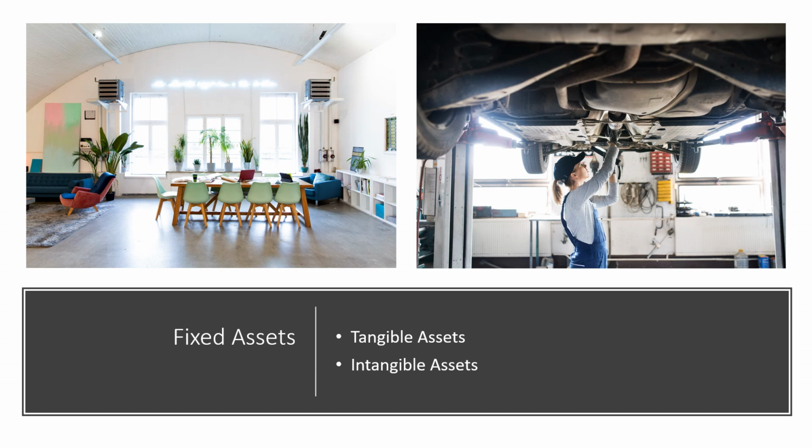So what is a fixed asset? A fixed asset can be a tangible asset such as a building, equipment, or vehicles, or it can be an intangible asset such as patents, copyrights, software, or goodwill. The type of fixed asset will determine whether the asset is depreciated or amortized.